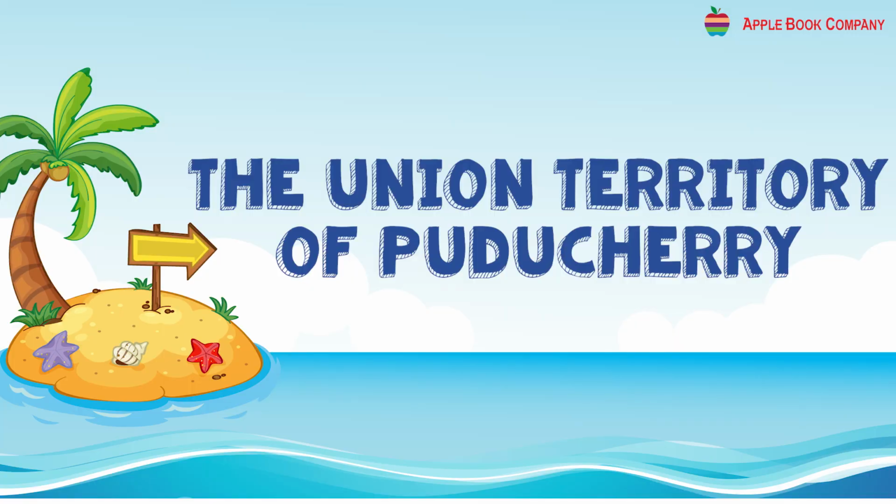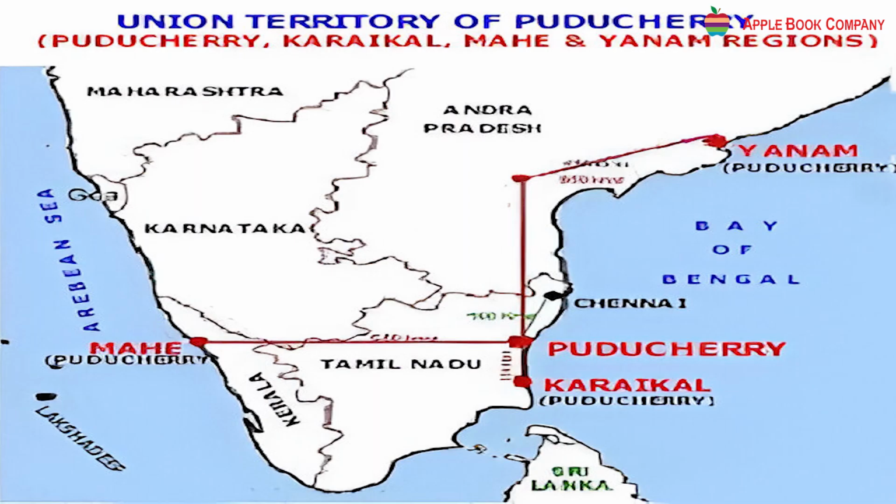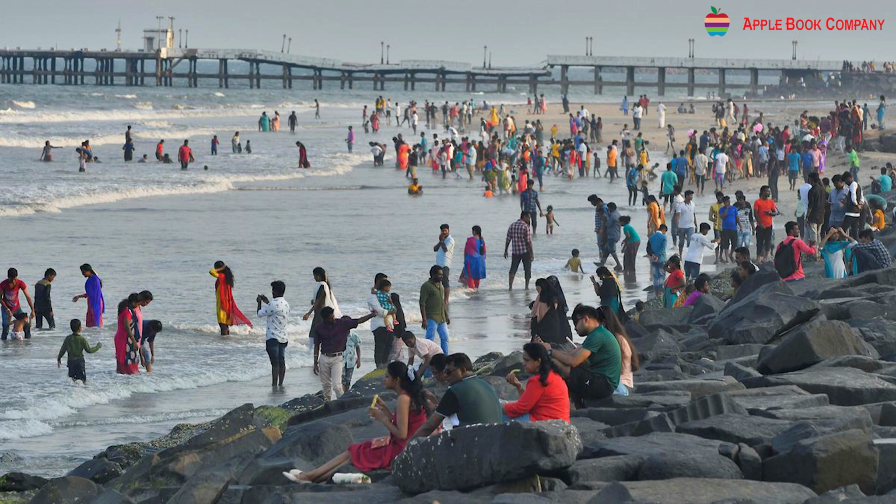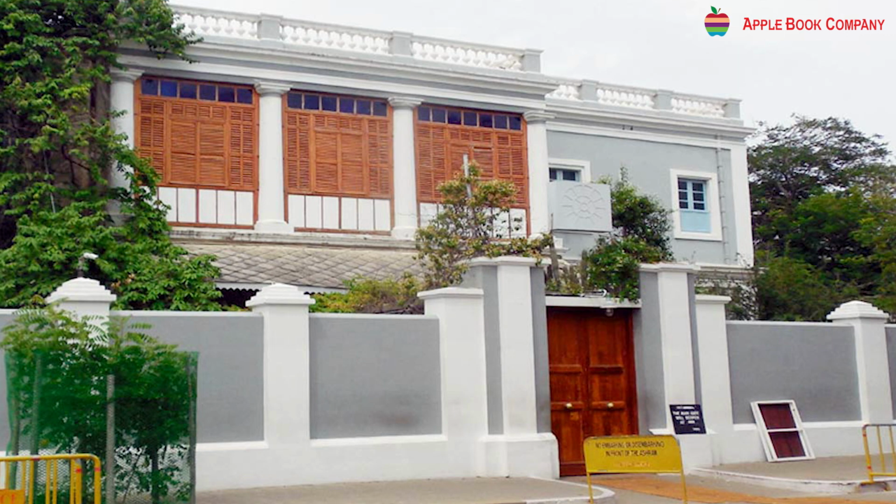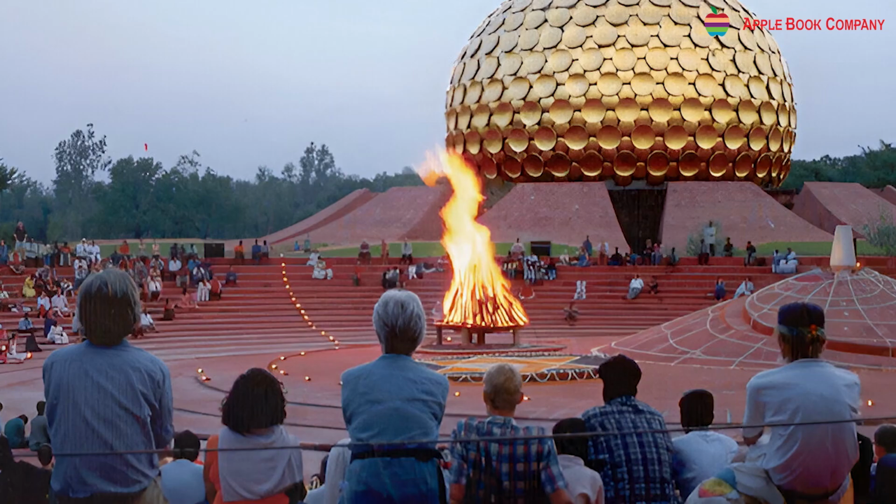The Union Territory of Puducherry. Puducherry is a union territory on the Coromandel coast along the Bay of Bengal. People speak Tamil, Telugu, French, and English. Puducherry is well known for the Sri Aurobindo Ashram and the Matri Mandir.